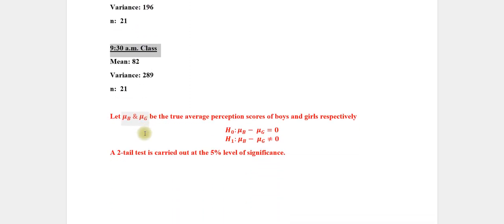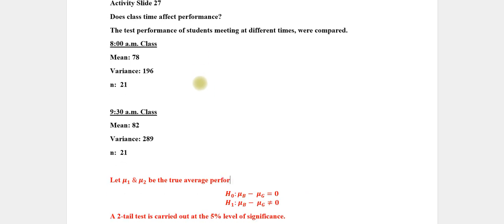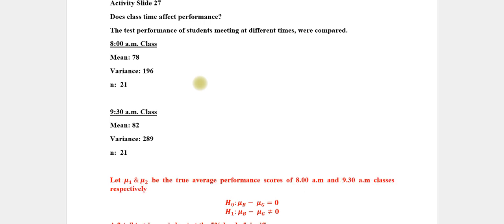So what do we want to do? We want to say let mu1 and mu2 be the true average performance scores of 8 a.m. and 9:30 a.m. classes respectively.